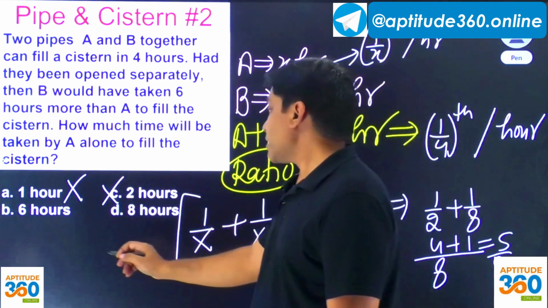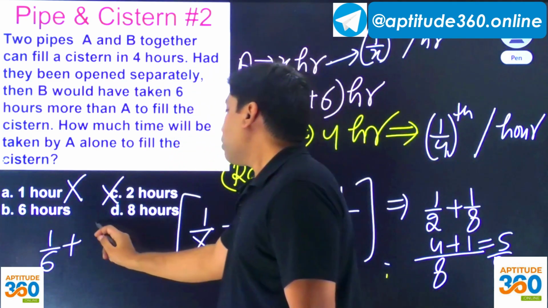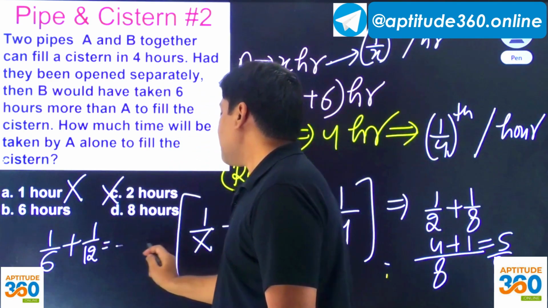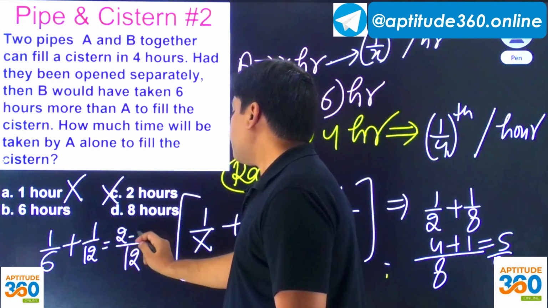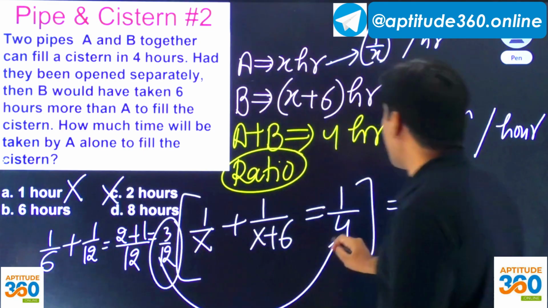What is the option number B? 1 by 6 plus 1 by 12. If you simplify, this is 12, and this is 2 plus 1, this is 3 by 12. 3 by 12 को simplify करोगे आएगा 1 by 4.